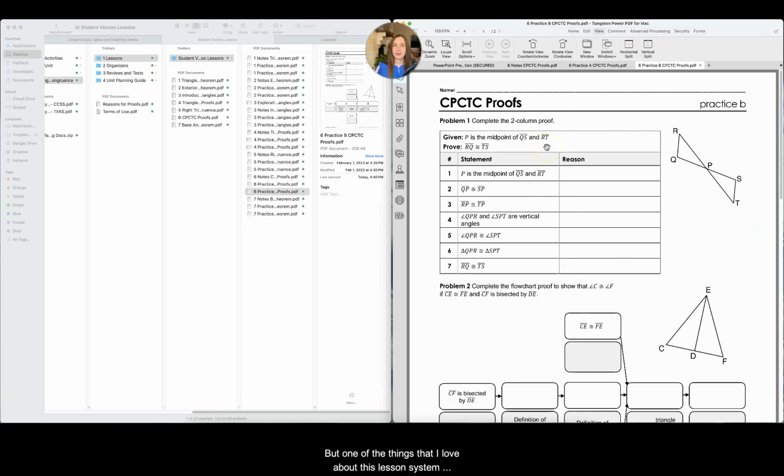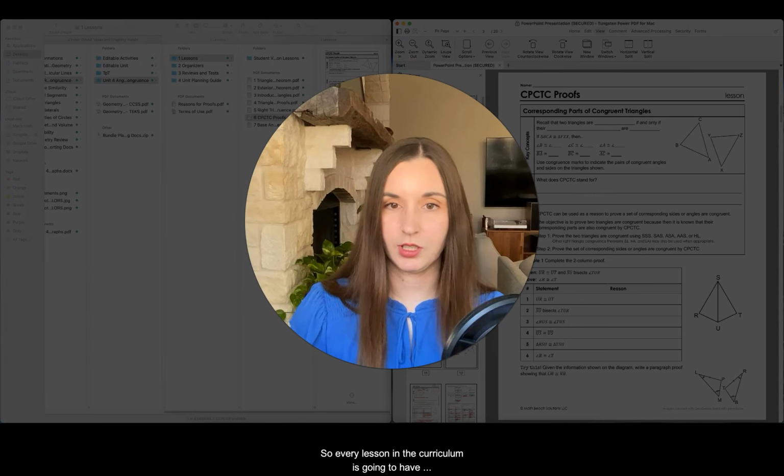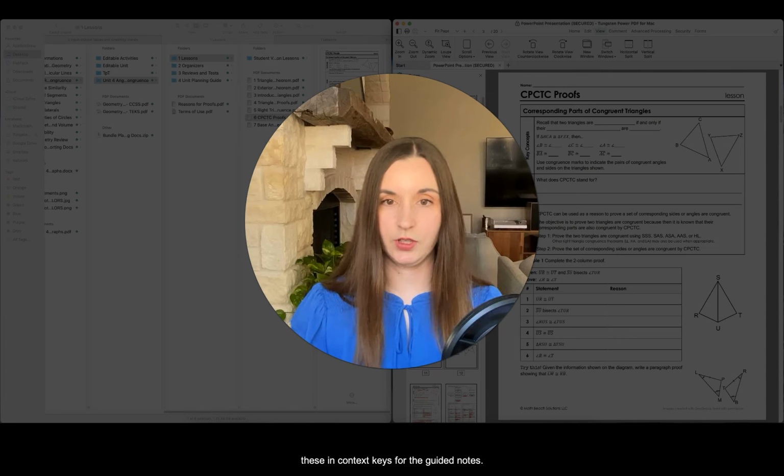But one of the things that I love about this lesson system is that the notes really closely support the practice problems, which also are very closely related to what students are going to see on their mid-unit and unit reviews and mid-unit and unit assessments. So they should feel very prepared to tackle all of the content in a unit by the time they work through it. So every lesson in the curriculum is going to have these in-context keys for the guided notes.